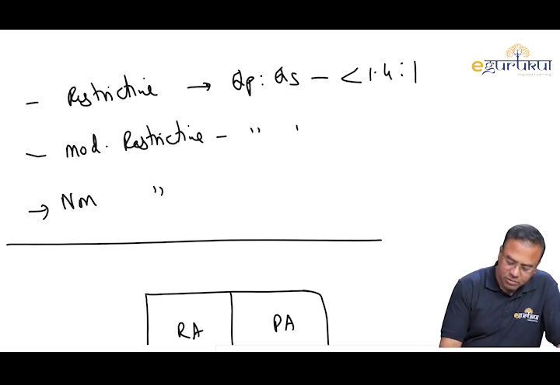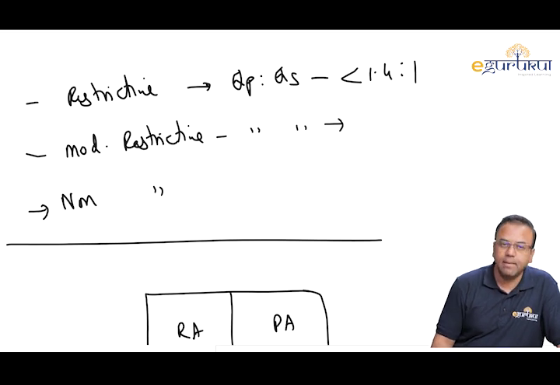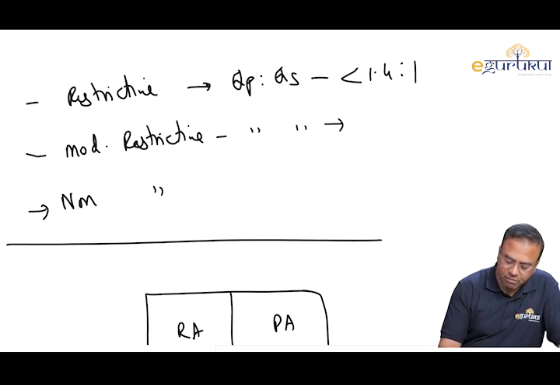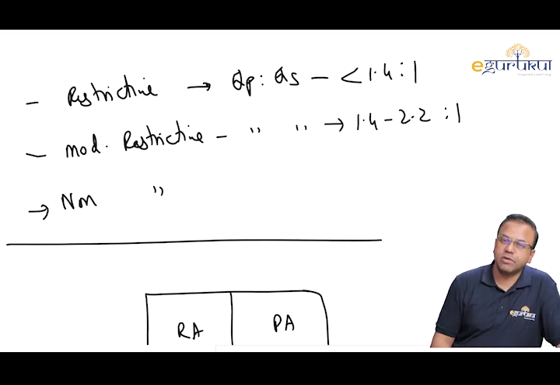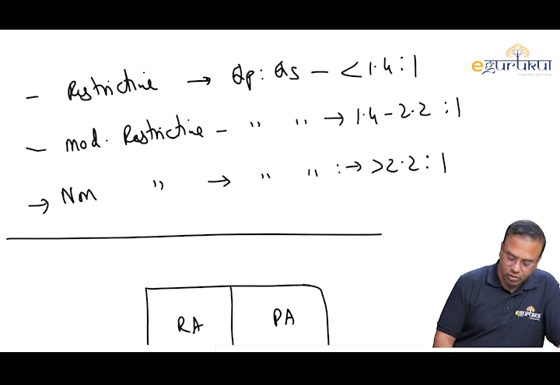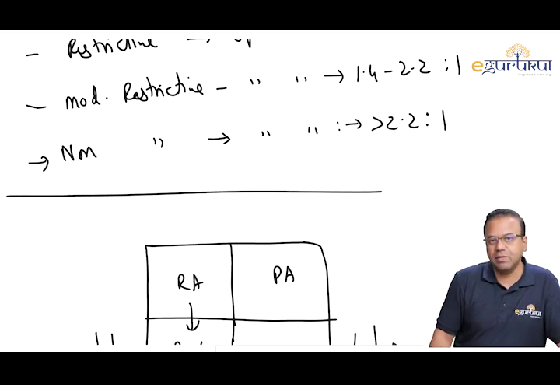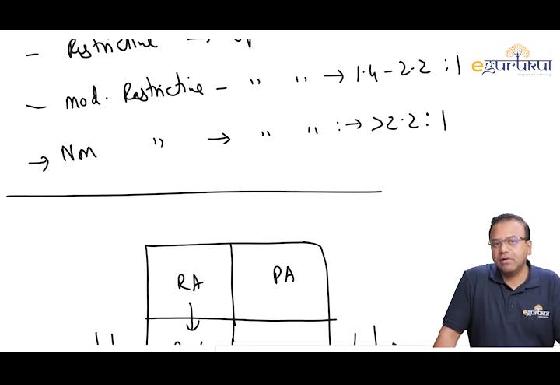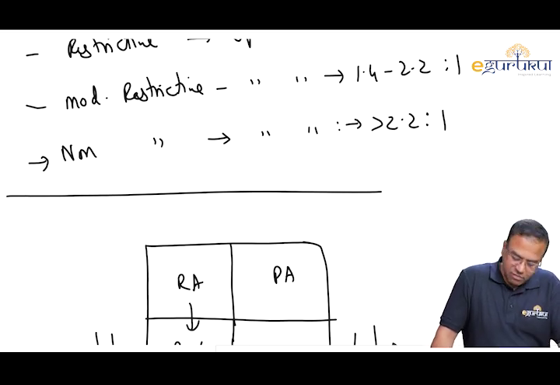If the pulmonary to systemic ratio is more than 1.4 up to 2.2:1, this is known as moderate restrictive. And if the pulmonary to systemic flow is more than 2.2:1, that means the amount of blood going through the lungs is double or more than double that passing through the aorta, then that is referred to as a non-restrictive VSD.